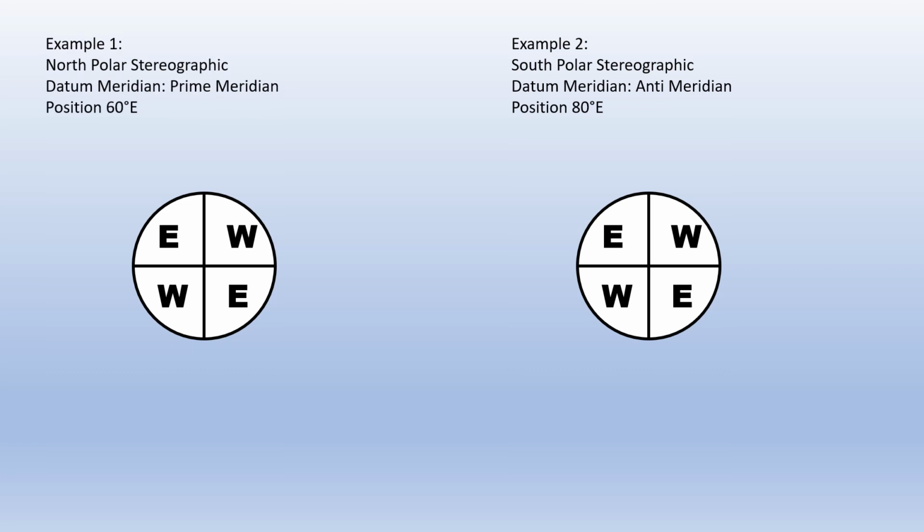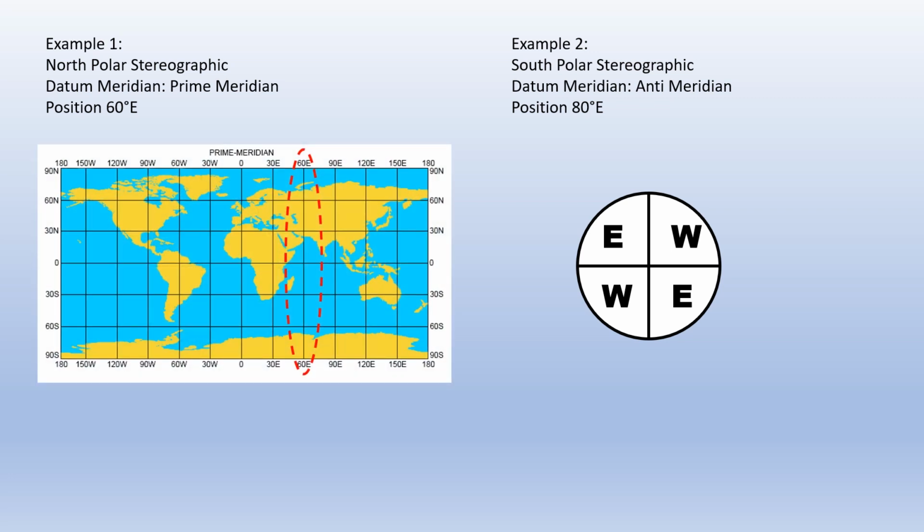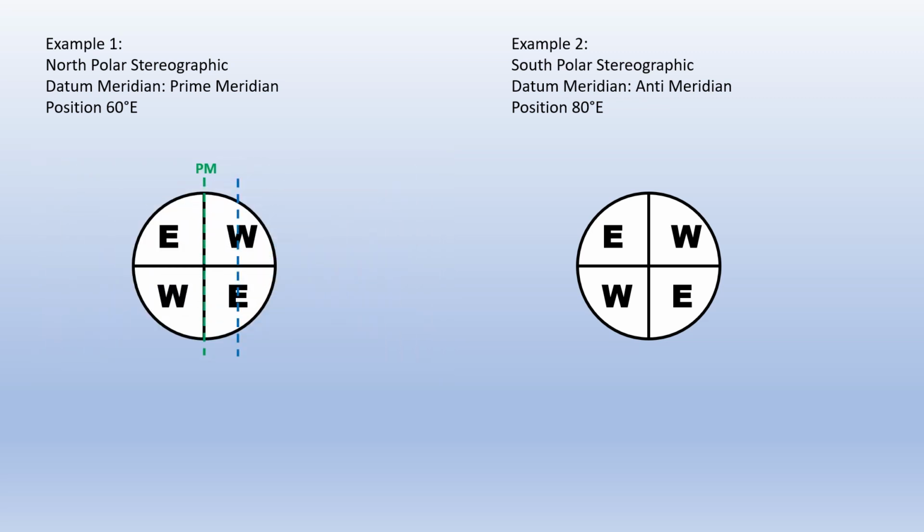Example 1. North polar stereographic. Datum meridian is the prime meridian, position 60 degree east. This middle line is the datum meridian. Next, locate the position in relation to datum meridian. When prime meridian is in the middle of the map, 60 degree east is to the right of prime meridian as shown on the map. Therefore, 60 degree east longitude is here. Since we are in the northern hemisphere, convergence is west. Thus, convergence is 60 degrees west.